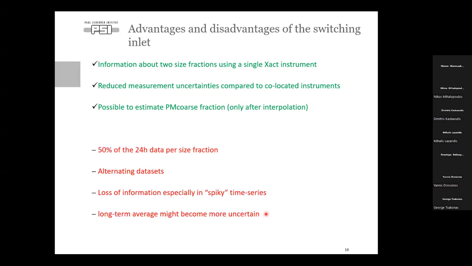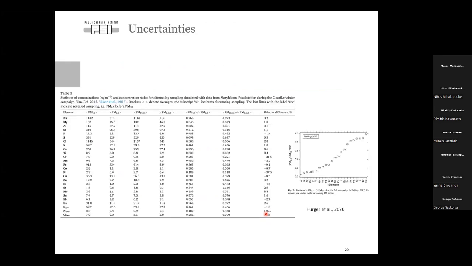Some disadvantages: if we're using the system, then we have 50% of each size fraction for the 24 hours. So we have 12 hours one size fraction, 12 hours another. So we do not have full continuous data. The data sets are alternating. And if we have spiky time series, or events that mostly affect one size fraction or the other, we are going to lose information. And if we check the average in the long term, then the average might not be the same, since we do not have continuously the same size fraction.